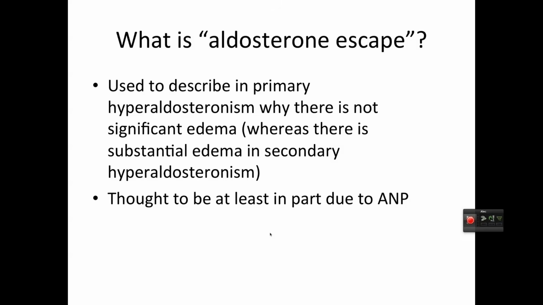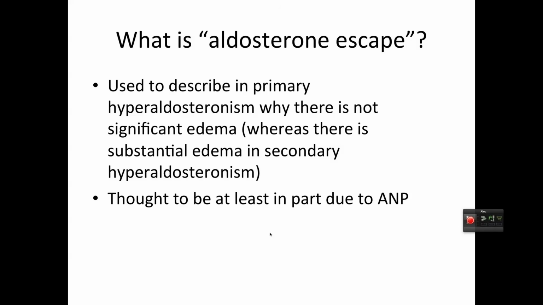So ANP is released, as Chrissy has sort of hinted at, because of stretch of the atrium. When the atrium stretches, you release ANP, and ANP causes you to pee out salt more, natriuresis, so that it counteracts the amount of salt that you're reabsorbing with aldosterone. You're peeing out that salt, so you reach a steady state. Cool.